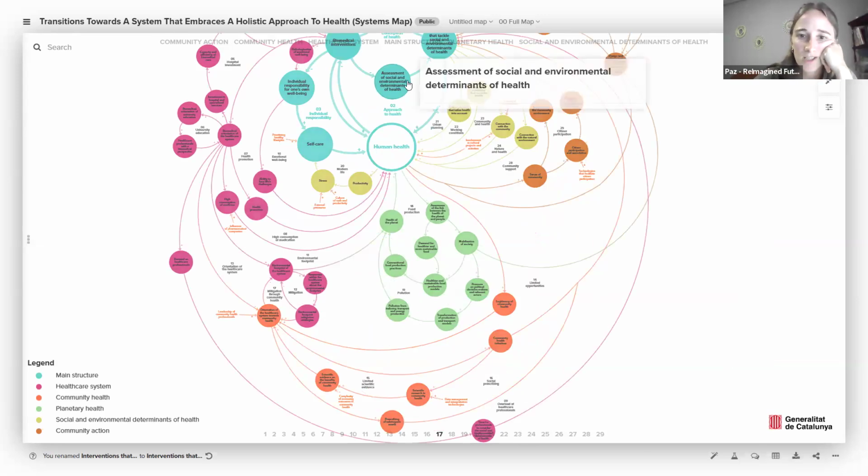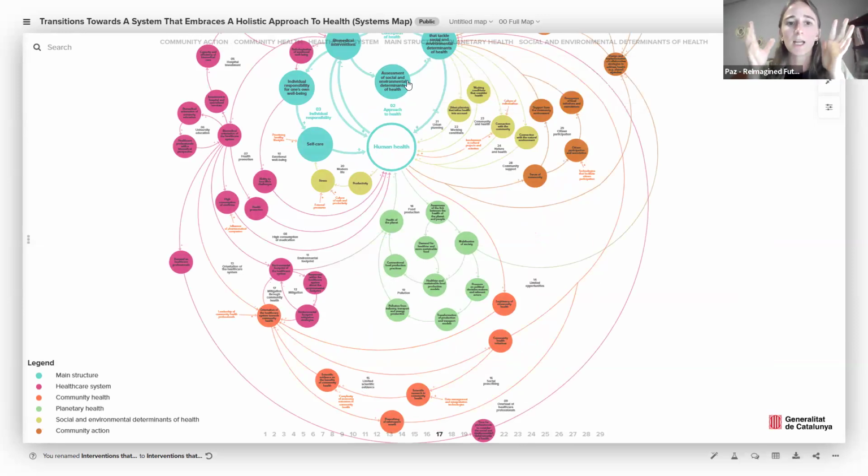Any questions about this region in particular? Just for you to understand, this is, within the healthcare system as it is in Catalonia, what more holistic approaches to health are emerging. That's what this region is about. Any questions?